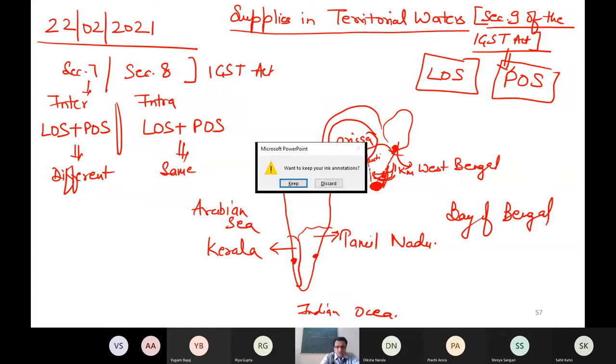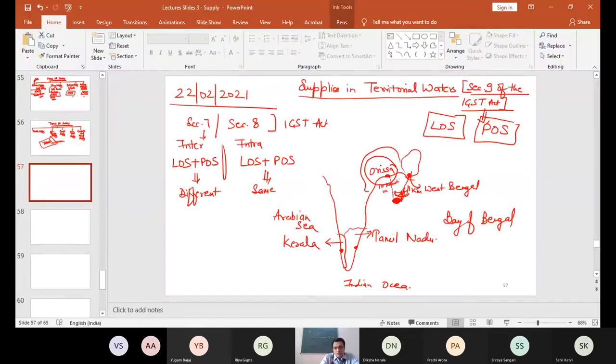Let me show you Section 9 so that you know the language of the Act. Let me show you Section 9. Section 9, yes, Section 9.